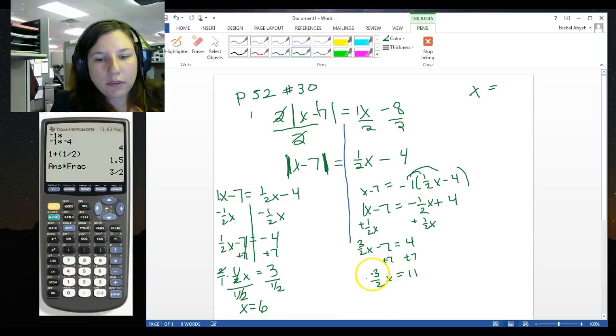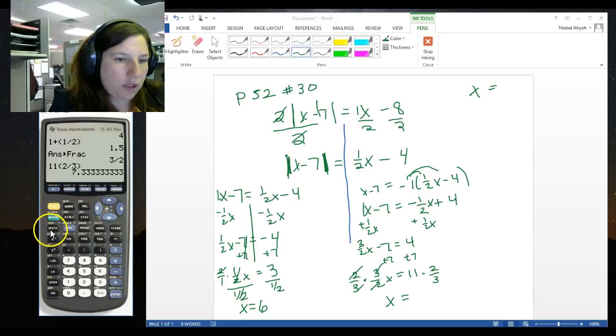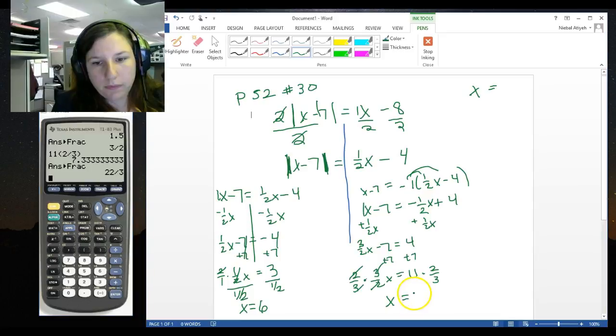And then to undo that 3 over 2, you can divide by 3 over 2, or when you divide by a fraction, you're really multiplying by the reciprocal. So whichever way makes more sense to you. So I'm going to do 11 times 2 over 3. Let's change that to a fraction again. And there are my solutions.